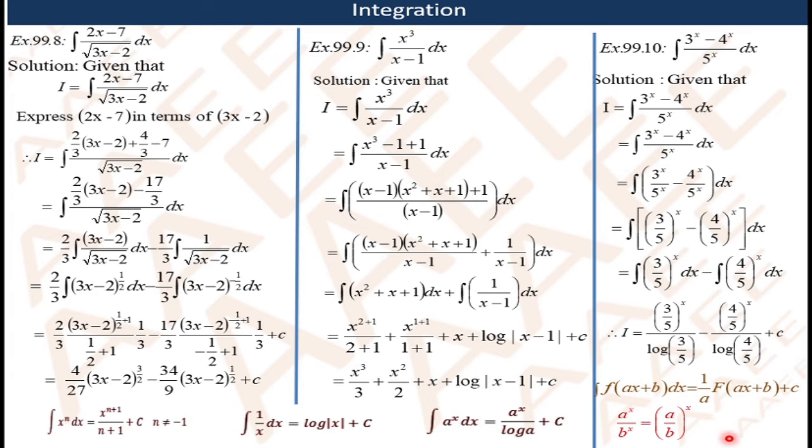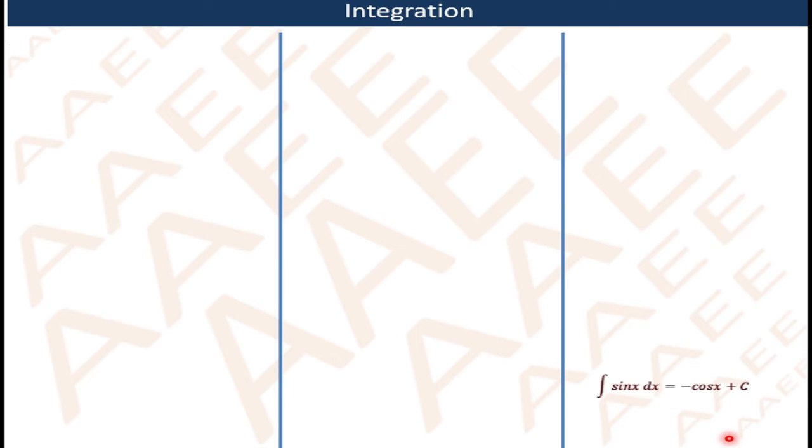Now, next sum. To solve the next sum, we need some more identities or integrations of standard functions. First one, we need integration of sine of x dx is equal to minus cos of x plus c, and second one is integration f of ax plus b dx is equal to 1 upon a F of ax plus b plus c. So first sum here is integration of under root of 1 plus sine of 3x dx.